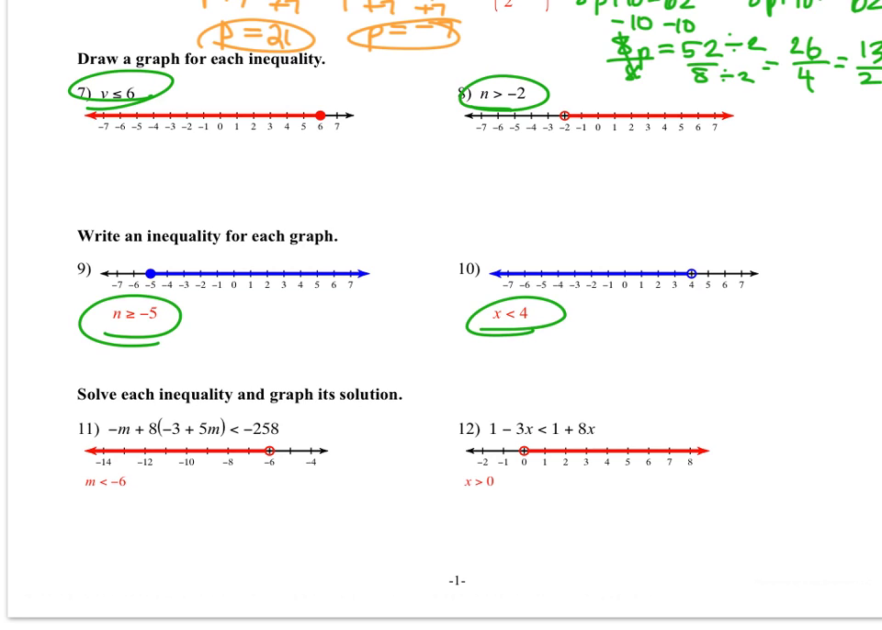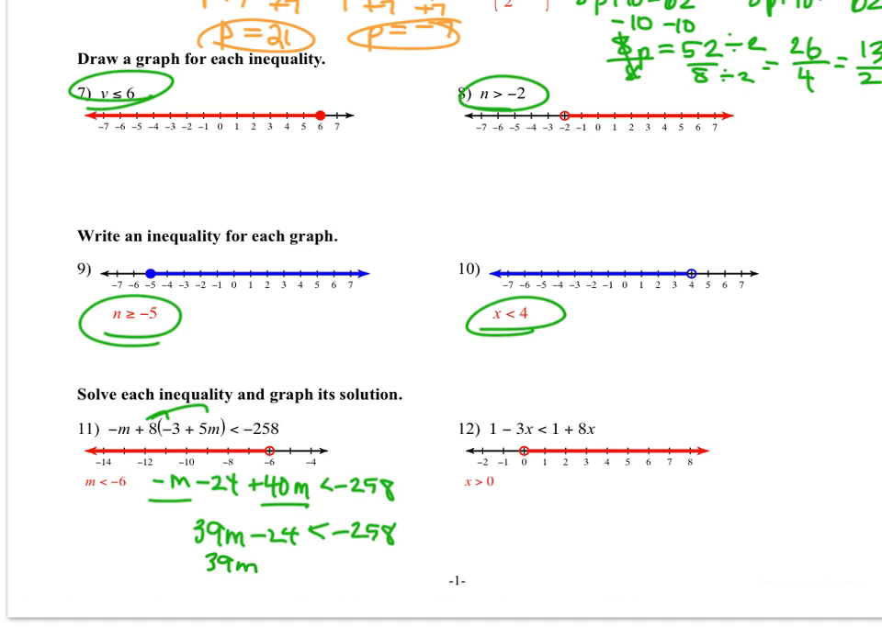All right, questions 11 and 12, very similar to the questions at the top when you had to solve. So we're going to distribute first. So we've got negative m minus 24 plus 40m is less than negative 258. Combine on the same side, so 39m minus 24 is less than negative 258.